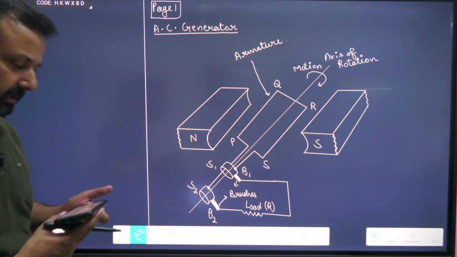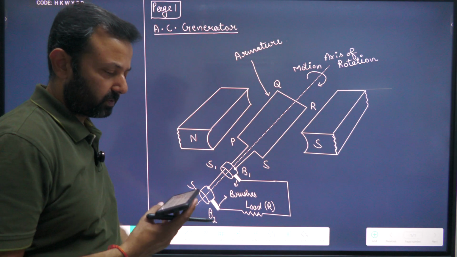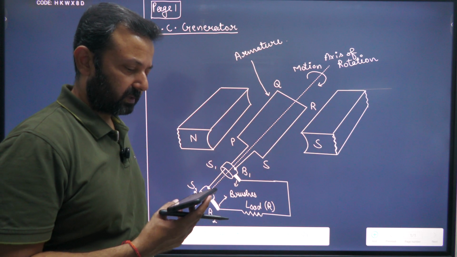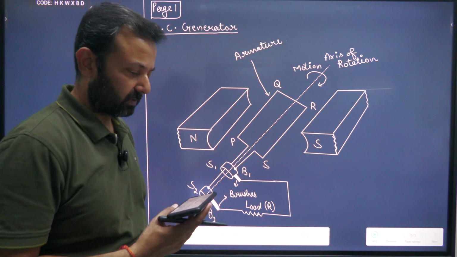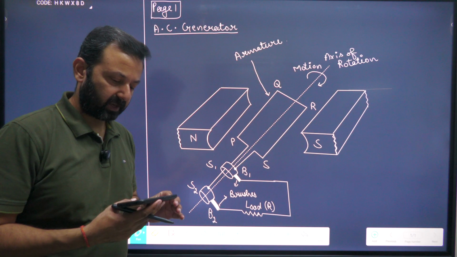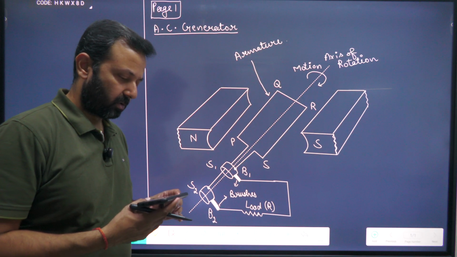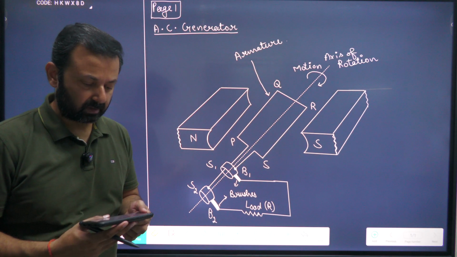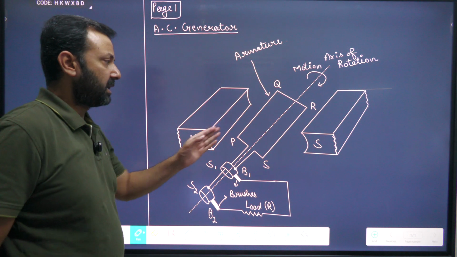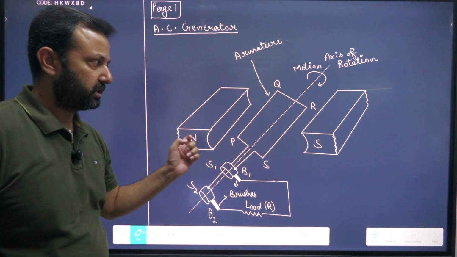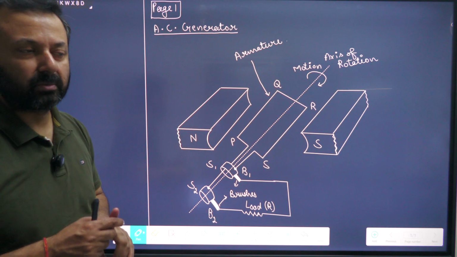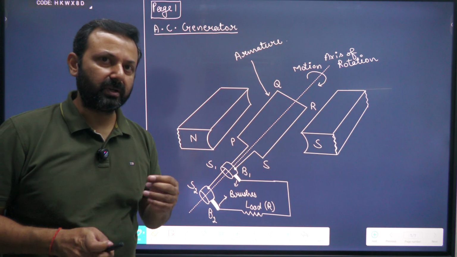Now, construction. It essentially consists of the following main parts. I am on page number 39 of the notes. First is the field magnet. It is a permanent magnet of the horseshoe shape in a small dynamo or magneto, or a powerful electromagnet in a large dynamo. So this north pole and south pole both essentially belong to the same strong magnet, and that magnet is called the field magnet.